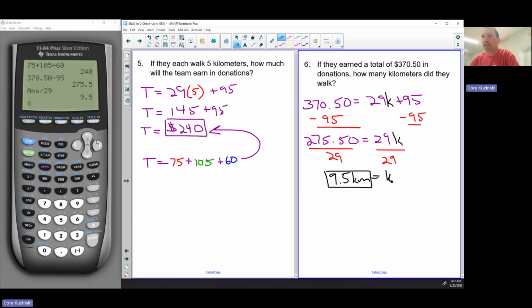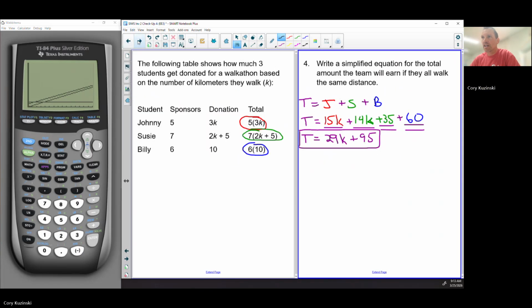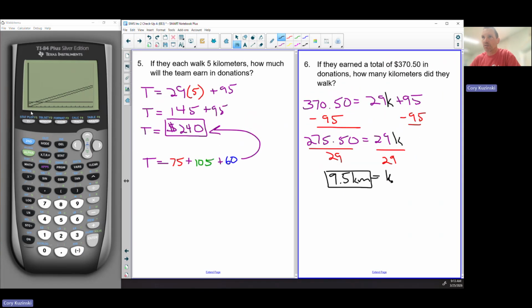I guess we could check that. Let's set up our window a little bit better. X max, how about like 15 kilometers? Then Y max, that would be their earnings. Let's go up to like $500. And we're going to see all three of their earnings. I forget their names. I know that's Billy, Johnny, and Susie. So Johnny is the lower line, Susie is the higher line. Johnny's is catching up, and then Billy's is just staying the same.